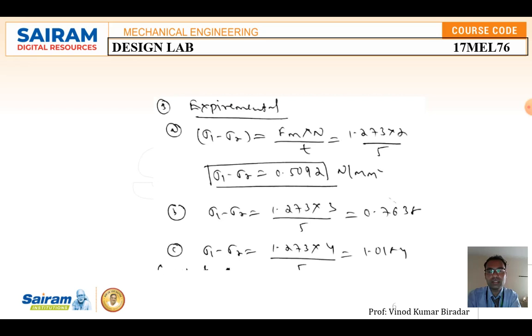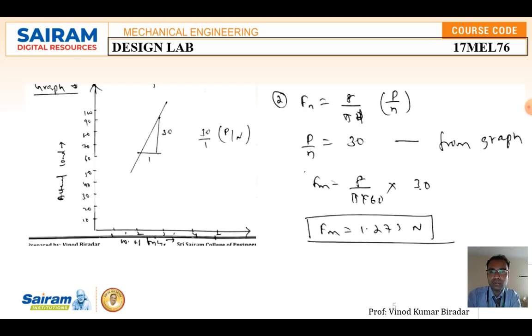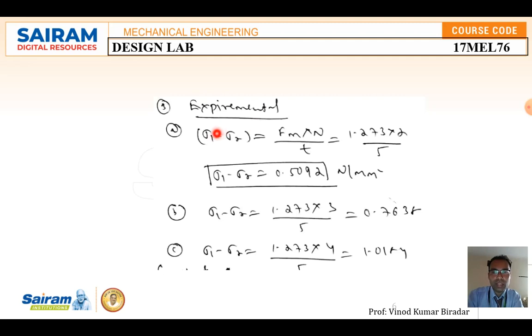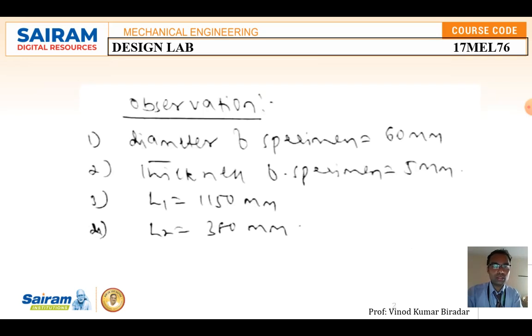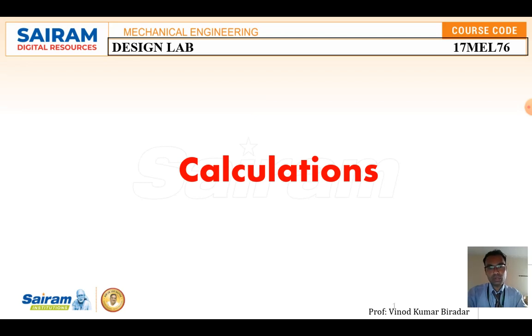Theoretical is what you calculate from this N, so you substitute it here. So the experimental sigma 1 minus sigma 2 is equal to the fringe material into N by t. The thickness t is given as 5, the fringe material is 1.273, and the number of fringes is 2, 3, 4. You get the values like 0.5092, 0.7638, 1.018. Like this you have to do the calculation part for the circular polariscope experiment. Then you compare theoretical versus experimental, take one particular load in kg, and write the result. So this is how we solve the calculation part in the circular polariscope experiment. I hope you understand this calculation part. Okay, thank you.